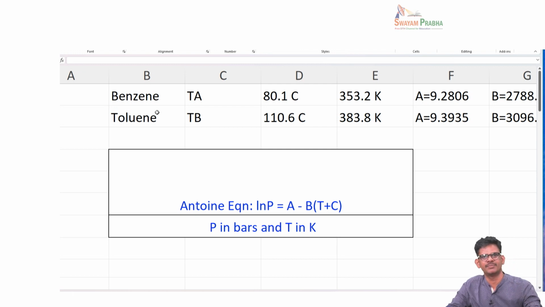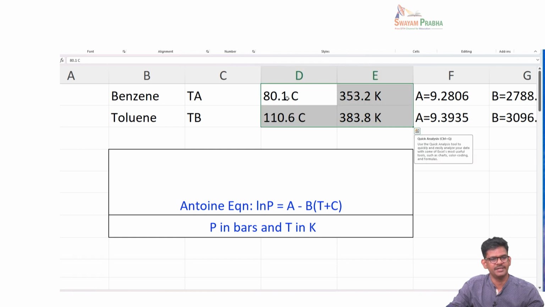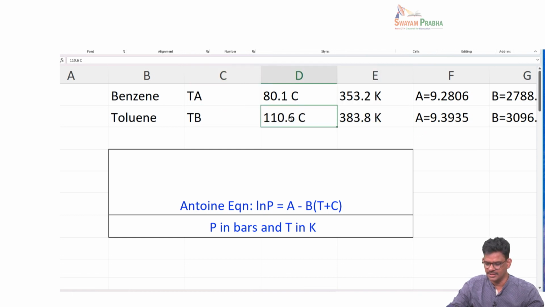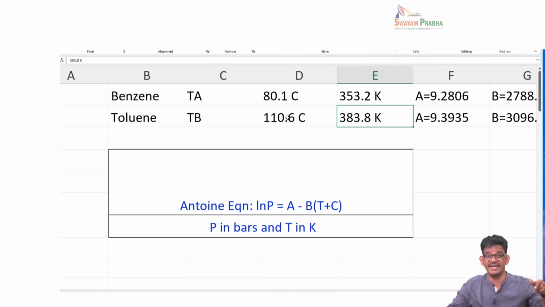So we will take this as an example, and let's say I want to do this calculation for 1 bar. So at 1 bar, the boiling points for A and B, TA, TB are given in Celsius as well as in Kelvin, okay. So you can see that benzene boils at 80 degrees and toluene about 110, okay. So they are very well separated in terms of boiling point, but they are chemically very similar.